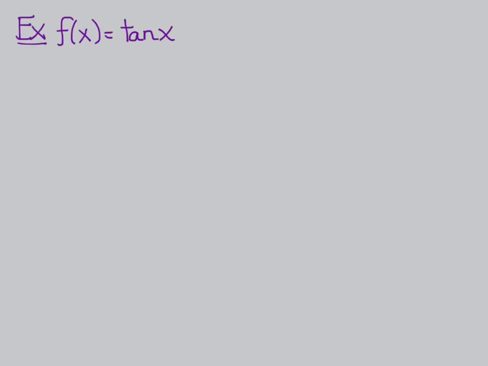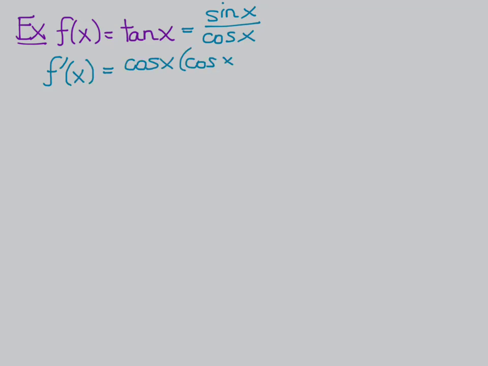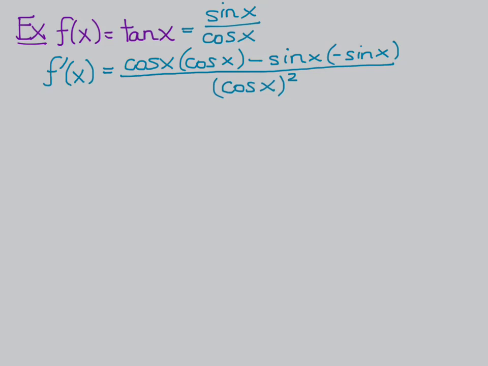Let's do another example. f of x equals tangent of x. Now this doesn't look like a quotient rule problem at the offset, but remember that tangent is sine over cosine. So once again we can use the quotient rule. Low d high, the derivative of the top is going to be cosine x, minus high d low, the derivative of cosine x is negative sine x, square the bottom, and away we go.